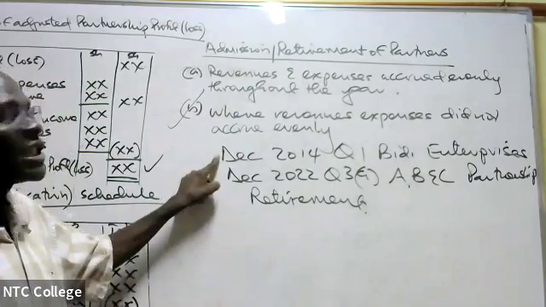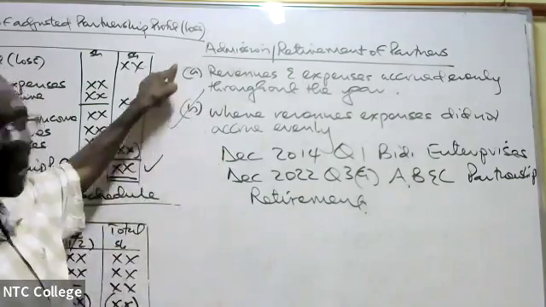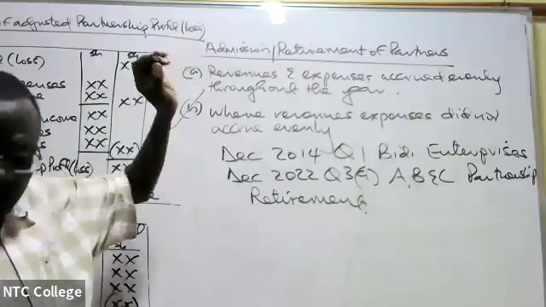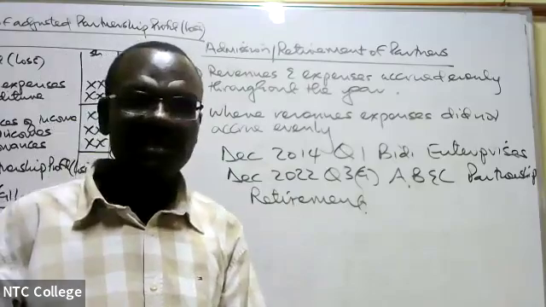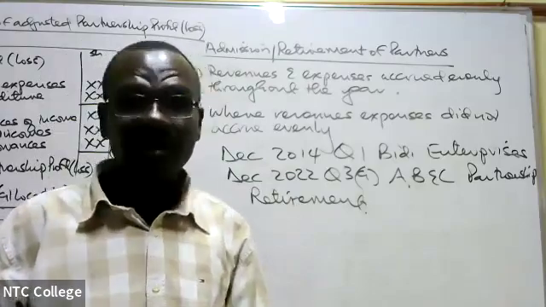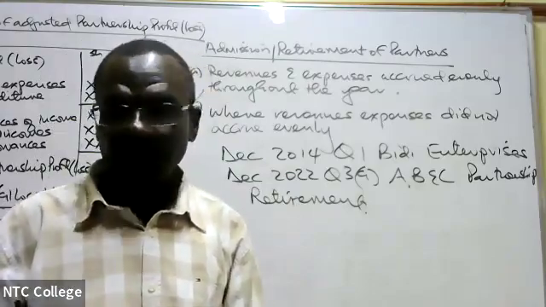This one is for admission, but it's for case A. Revenues and expenses are accrued equally. So the adjustment for the admission will only be done on the distribution schedule.